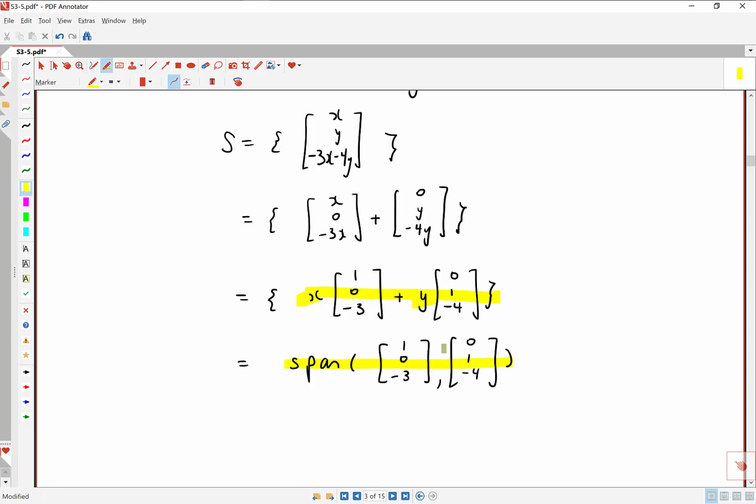So the question was, is the set that we started with a subspace? And the answer is yes, because we were able to describe it as a span of one or more vectors, in this case, a span of 2 vectors. So now we're going to see an example of a set that's not a subspace of Rn.